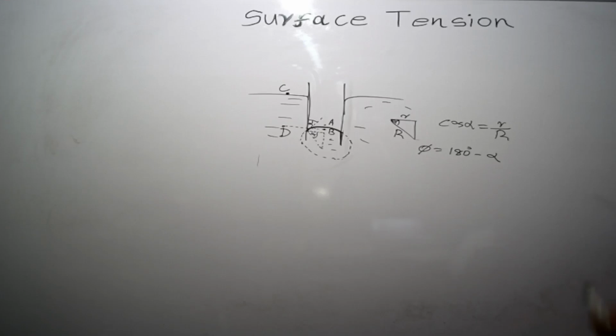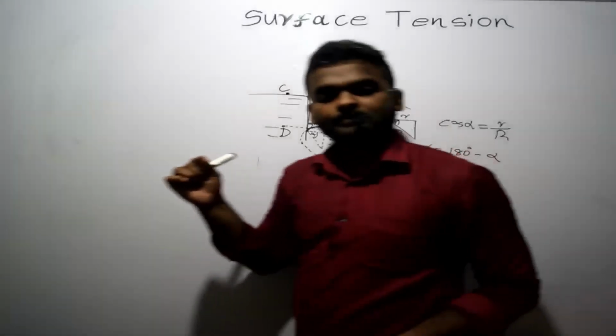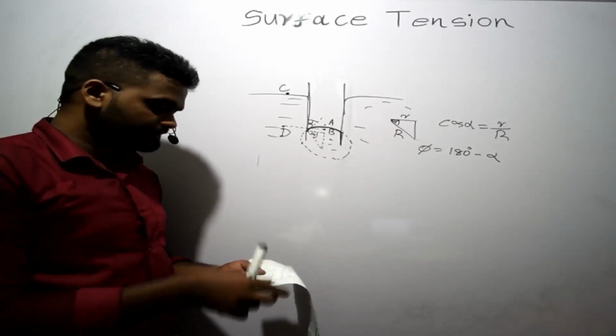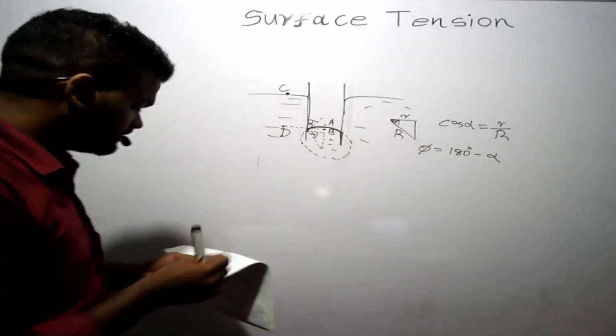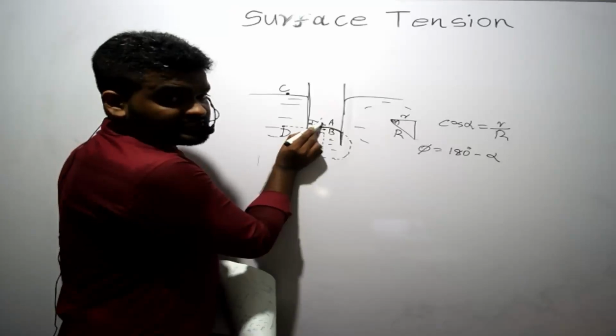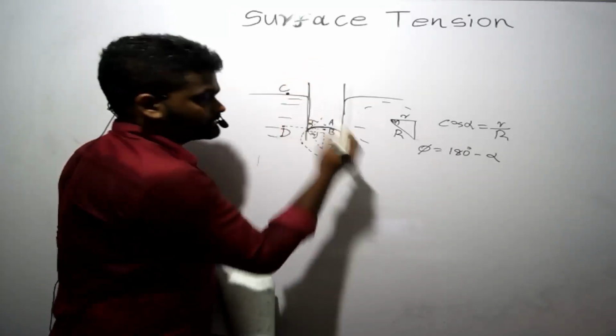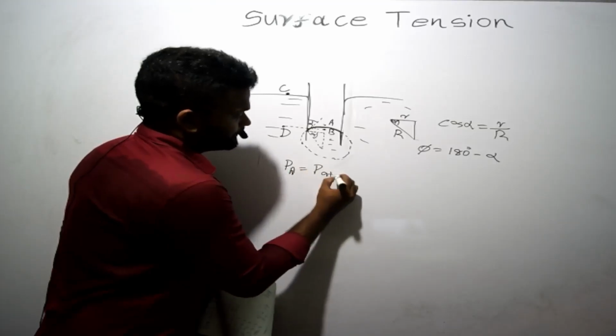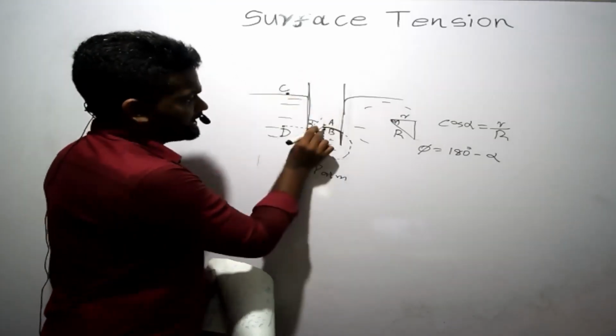Right. So now I'm going to do a pressure balance. And you need to derive the earlier equation, right? So what's the pressure here? This is open to the atmosphere. So we can say PA is equal to PATM. Open to the atmosphere, point A.